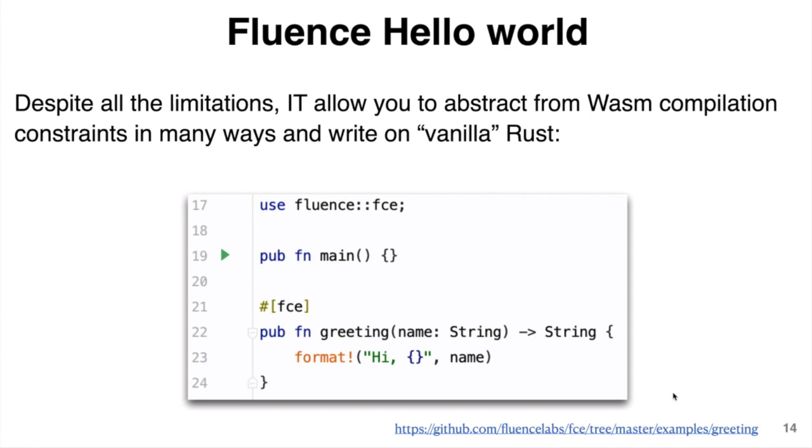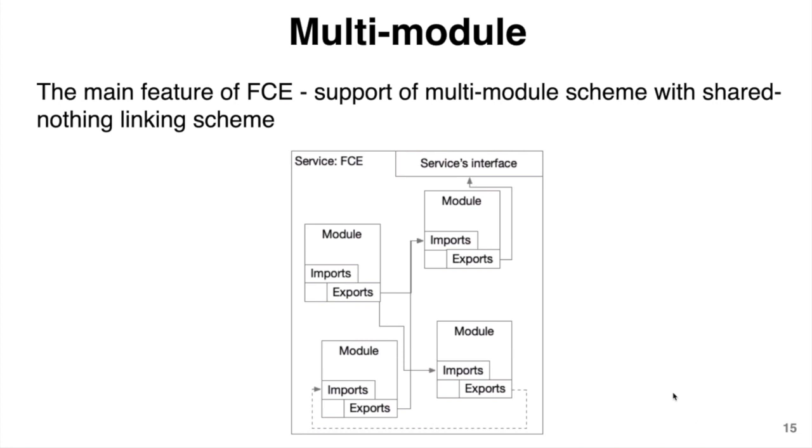The main feature of the Fluence Compute Engine is support of a multi-module scheme with shared nothing. Actually, there are two types of thinking inside the WebAssembly world. The first one is shared nothing. Shared nothing here means that modules are linked only by corresponding imports and corresponding exports. You can see it on this scheme. Here, importing and exporting is the only way you can communicate with a module. The module is just a black box and encapsulates all state inside.